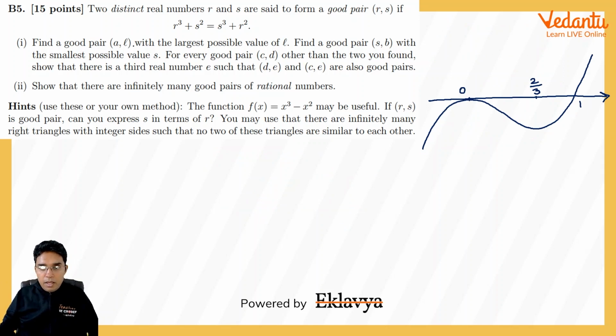Find a good pair a comma l with the largest possible value of l. Okay. So please see, in this diagram it is very clear that if we are looking for those values of the function which are repeating, so that is actually repeating between these two lines. Let me draw a line which is parallel to the x-axis. This is the x-axis, and this is a line parallel to the x-axis and tangent at 2 by 3. So between this region only you can see we are having the values of the function which are repeating at multiple points.